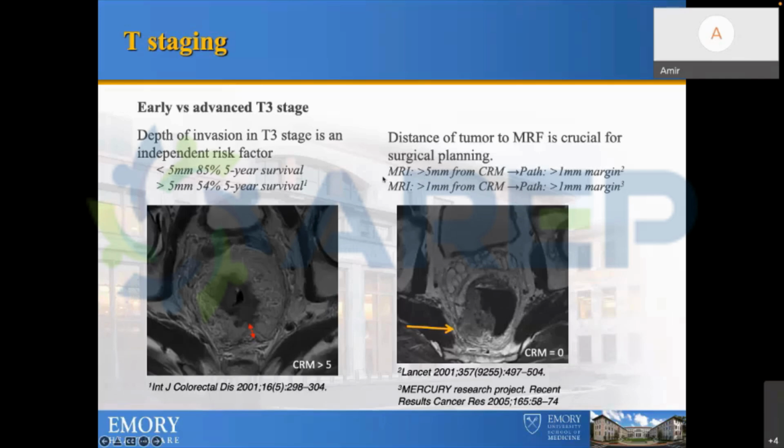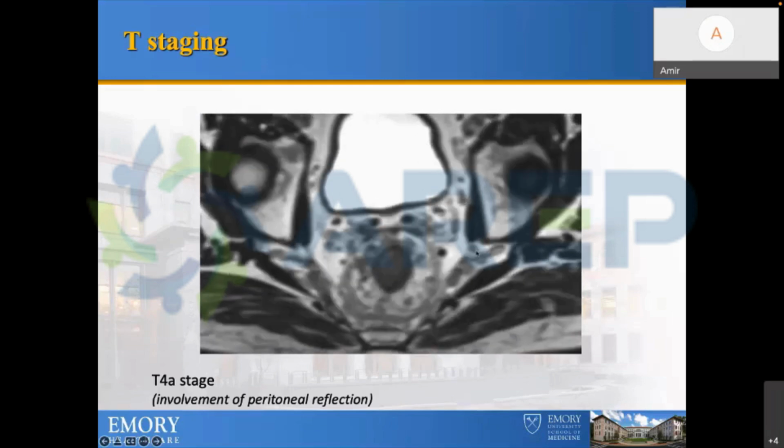Based on 2 different publications, if on MRI the CRM is above 5 millimeter, it's an indicator that on pathology we are going to have a negative margin. But other publications say it's beyond 1 millimeter. So I think if the tumor gets very close to this mesorectal fascia, you have to measure this distance and just say it's 1 millimeter, 2 millimeter. You have to report that, because that will be indicative of a positive or negative margin.